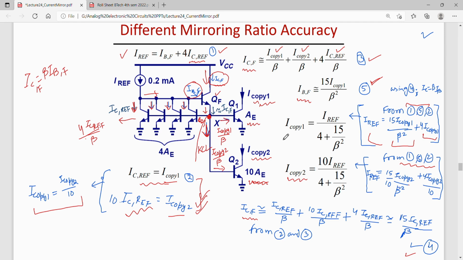So I copy 1 is this much, I copy 2 is this much. Both are different, and the difference lies because the emitter areas are different. That is, I copy 2 is 10 times I copy 1, which we have already commented on here, and which is visible here also.